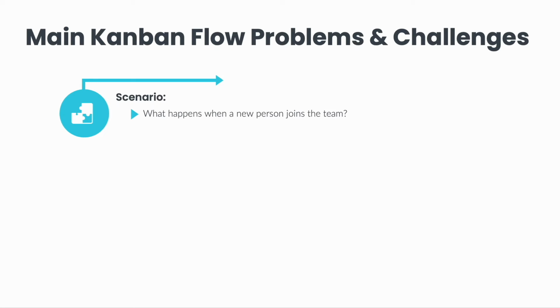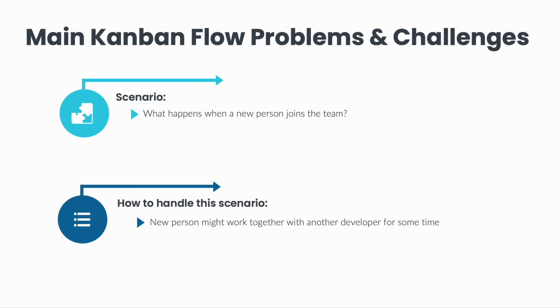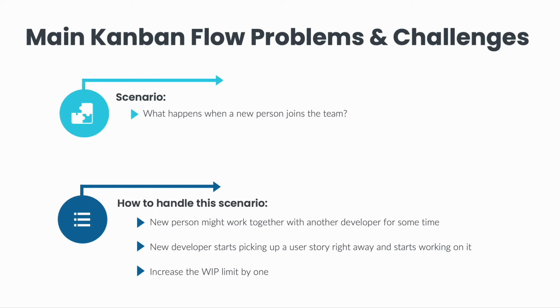Another Kanban challenge and question is, what happens when a new person joins the team? Let's say a developer. Usually this person needs to be onboarded for some time. The onboarding process and approach could be different for each company. One approach could be that this new person might work together with another developer for some time until they learn more about the team. Another approach is the new developer starts picking up a user story right away and starts working on it, even if it takes longer for the work to be completed. From the Kanban perspective, in this scenario, we would most likely want to increase the WIP limit by 1. Once the developer can handle more work, the WIP limit might even increase by 2. This is different for each team, but don't forget to adjust your WIP limits as your team changes.